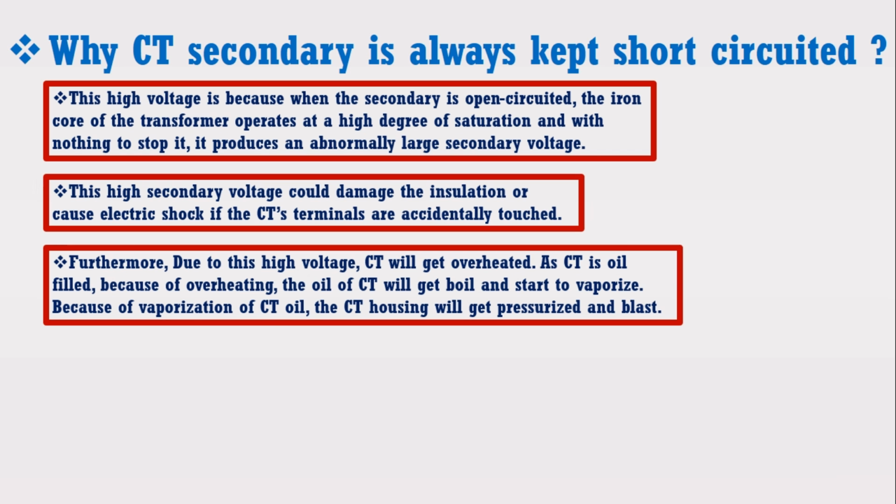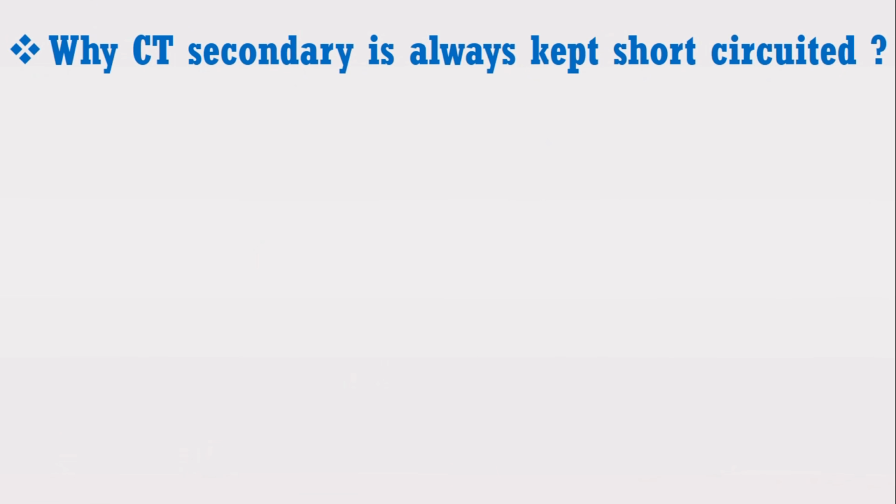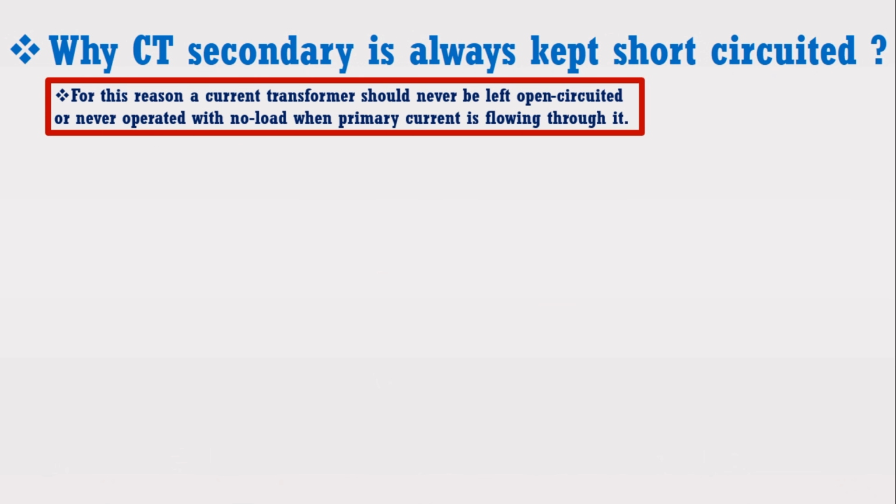As CT is oil filled, because of overheating, the oil of the CT will boil and start to vaporize. Because of vaporization of the CT oil, the CT housing will get pressurized and blast. This blasting will lead to the fire and smoke. Again, it is not the end here, but due to smoke, the nearby lines may also get short circuited. This is the reason why a current transformer should never be left open circuited or never operated with no load when primary current is flowing through it.